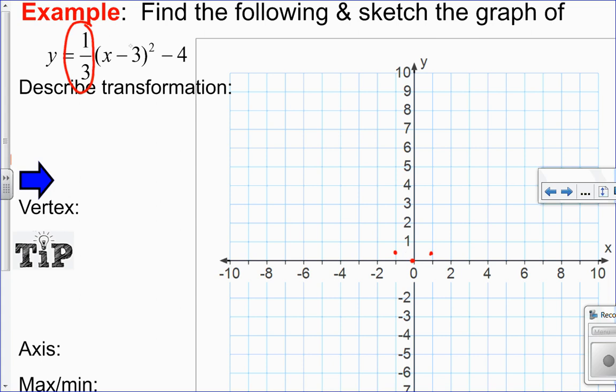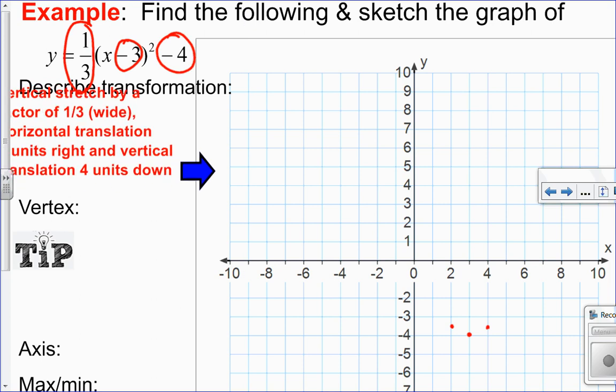Okay, then I'm going to move to the inside here. This -3 tells me I'm actually going 3 units, the horizontal lies, to the right. So I can take all these points and move them over. 1, 2, and 3. Okay, and then on the outside, this -4 tells me that I have a vertical translation down 4 units. So I'm going to take all these points and move them down 4 units. So I'm going to go 1, 2, 3, and 4. So that should be the basis of my points.